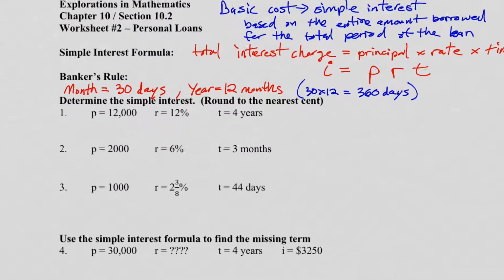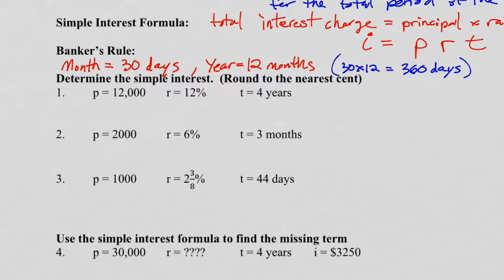Okay, so let's get started calculating simple interest. Determine the simple interest. All right. So here's the amount. We have $12,000. Here's our rate. This is going to be charged every year for 4 years. Okay, and so this rate is based on that entire amount there.